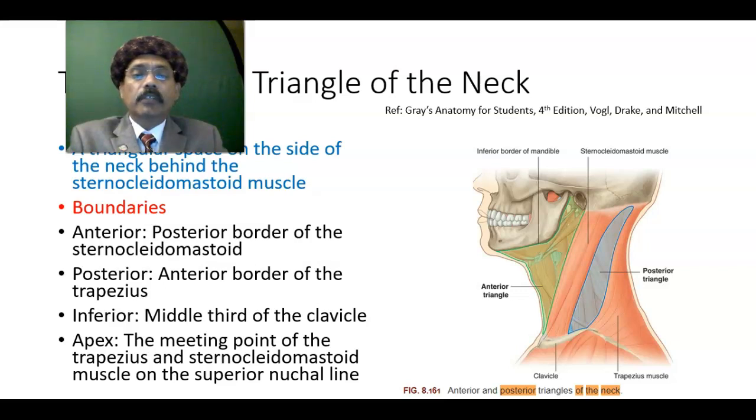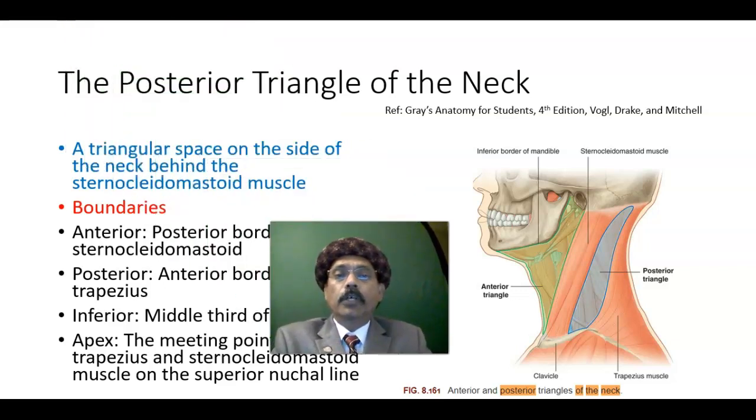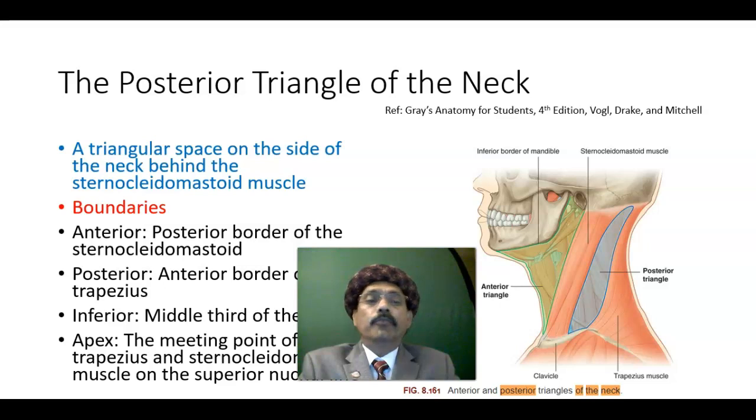Diwan S. Raja. Today I will discuss the anatomy of the posterior triangle of the neck. What is the posterior triangle of the neck? This is a triangular space on the side of the neck behind the sternocleidomastoid muscle. This is the sternocleidomastoid muscle, and the triangle is located behind it.